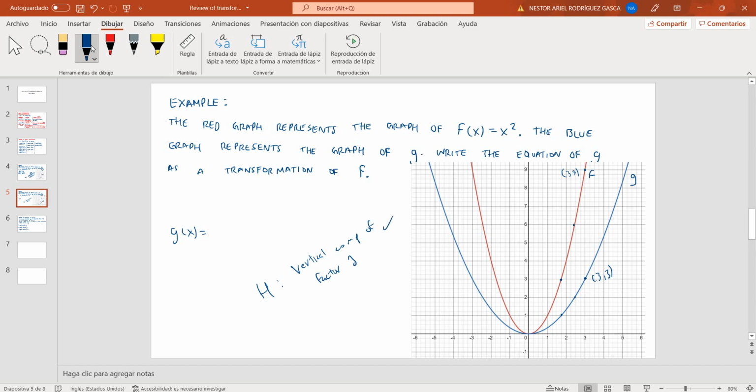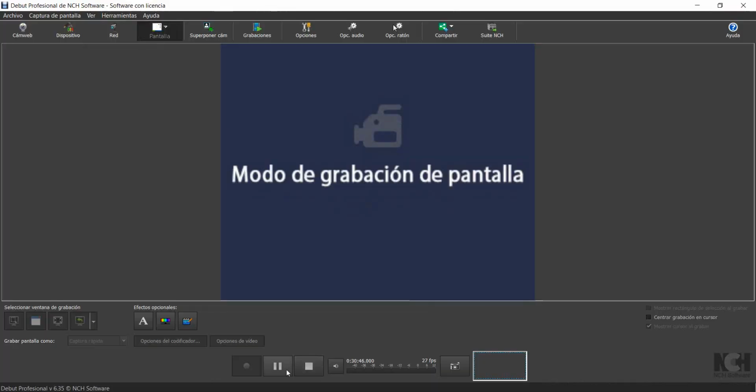So how do I write that? I write it this way: 1/3 times f of x. What I'm saying is that g is a vertical compression of factor 3 of f of x. And so this is the equation. There you go. Okay, let me make a small pause and I'll be back with you.